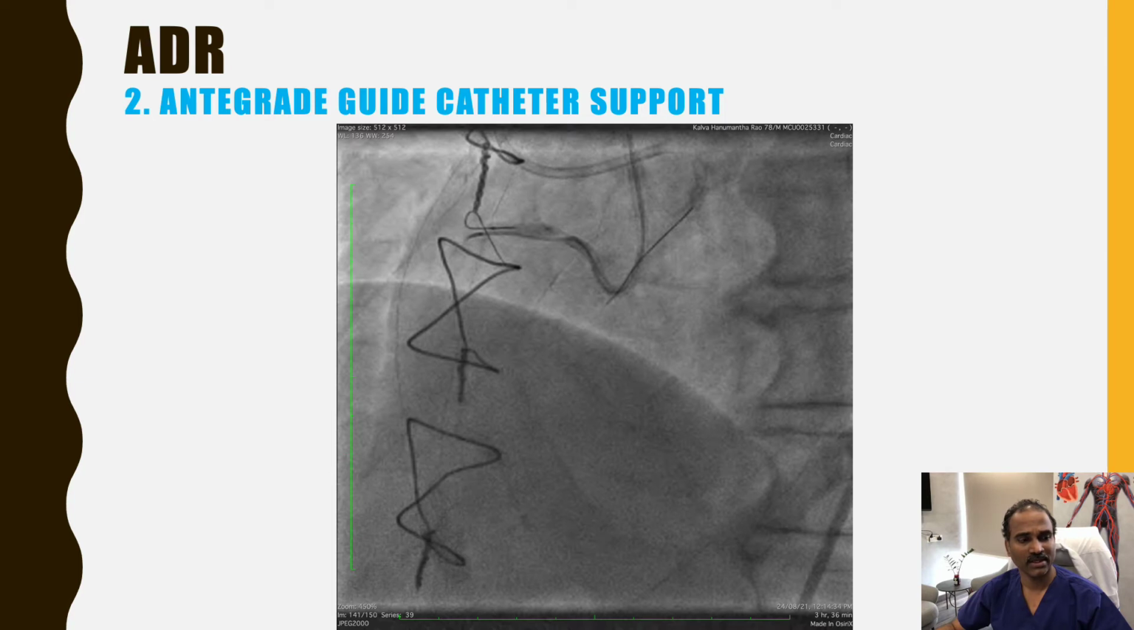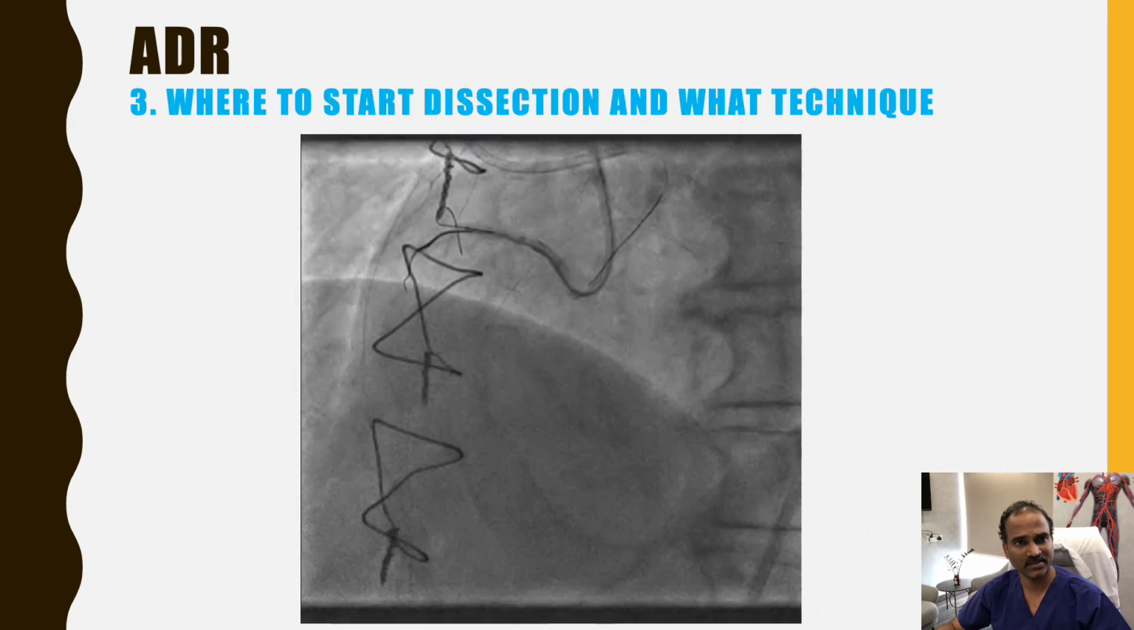Antegrade guide catheter support can be enhanced by the microcatheter trapping technique. I took a 2.5 balloon and trapped the antegrade Corsair in the proximal RCA. This gives immense support for any dissection strategy, usually the knuckle wire technique.